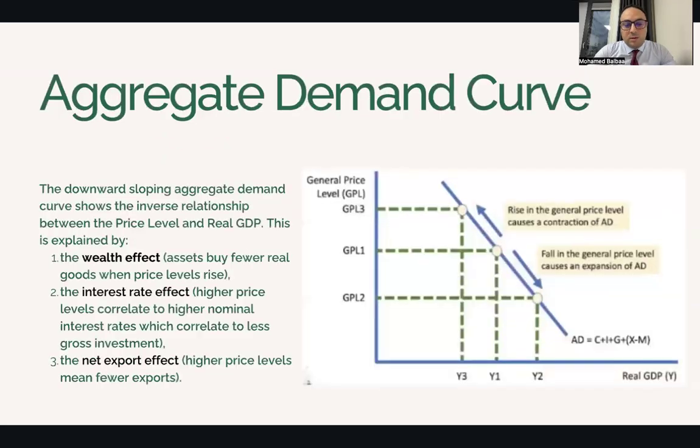As we know, the demand curve is downward sloping, the same as we studied before, for some reasons like the wealth effect, as assets buy fewer real goods when the price rises. So this is a movement along the curve, an upward or downward movement along the curve. When the price rises, the quantity demanded decreases. When the price decreases, the quantity demanded rises.